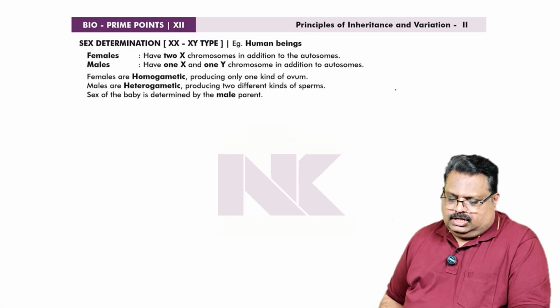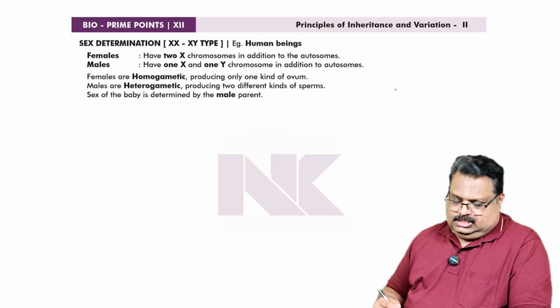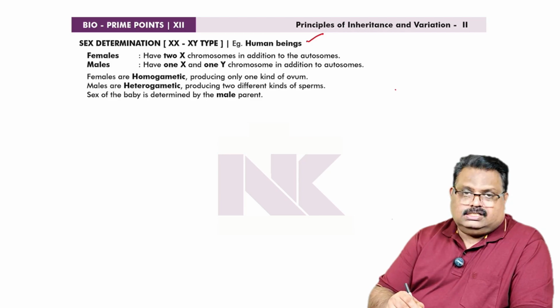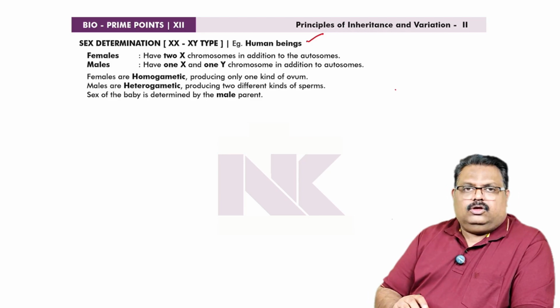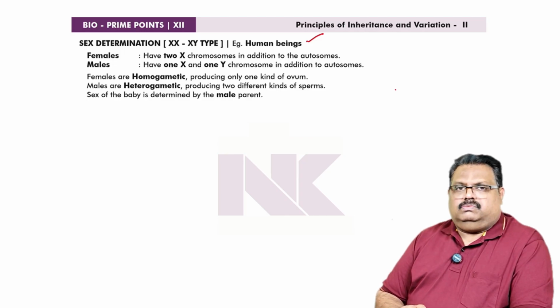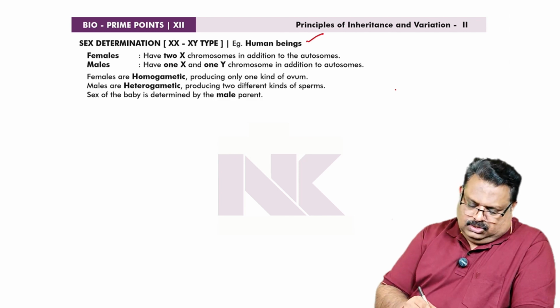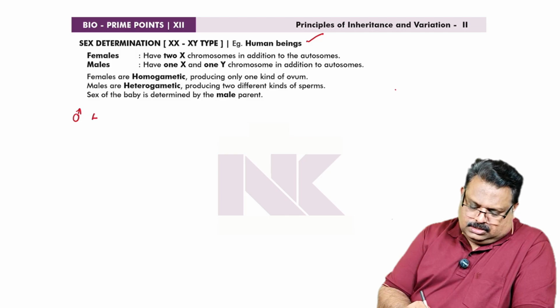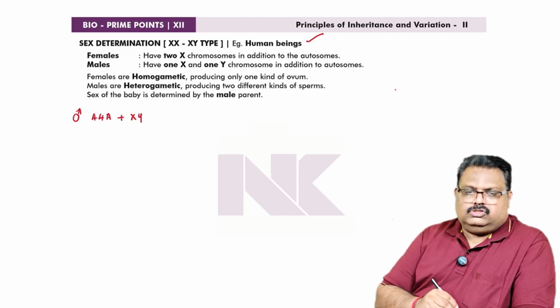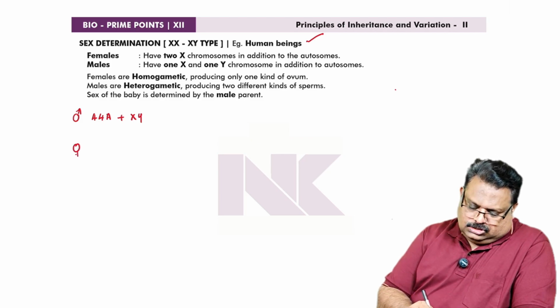Now the next prime point is regarding the sex determination in human beings. In human beings, there is XX, XY type of determination. Human beings have 23 pairs of chromosomes, 22 pairs of autosomes and 1 pair of sex chromosomes, allosomes. In males, we have 22 pairs of autosomes, that means 44 autosomes plus 1 X chromosome and 1 Y chromosome. In females, 22 pairs of autosomes, 44 autosomes plus 2 X chromosomes.